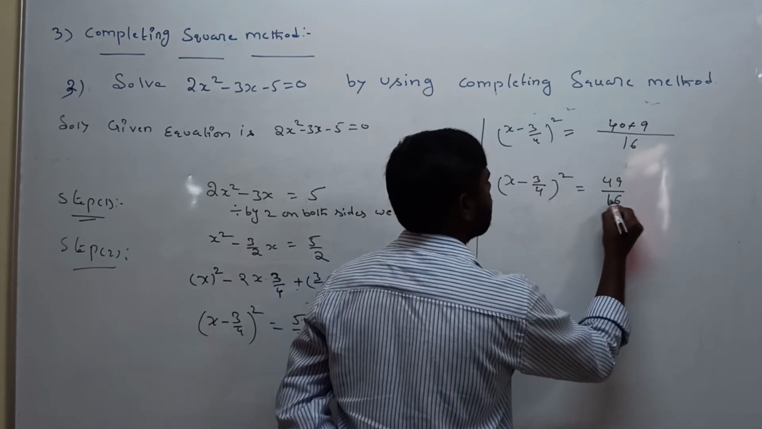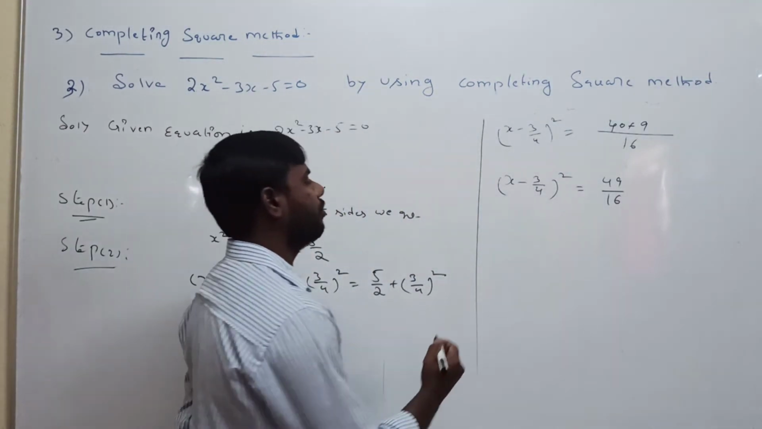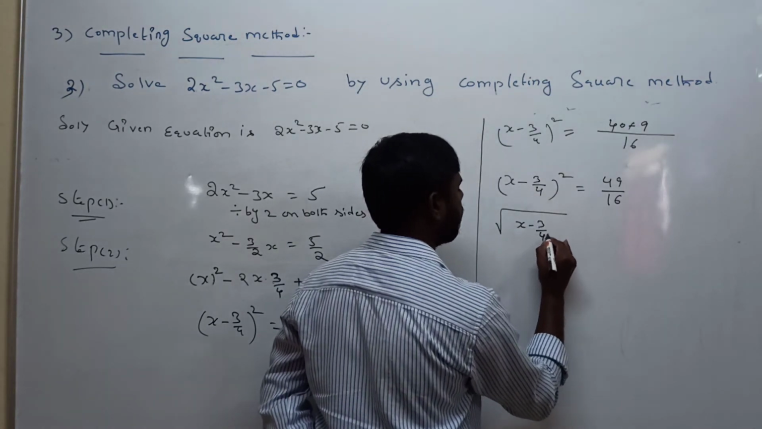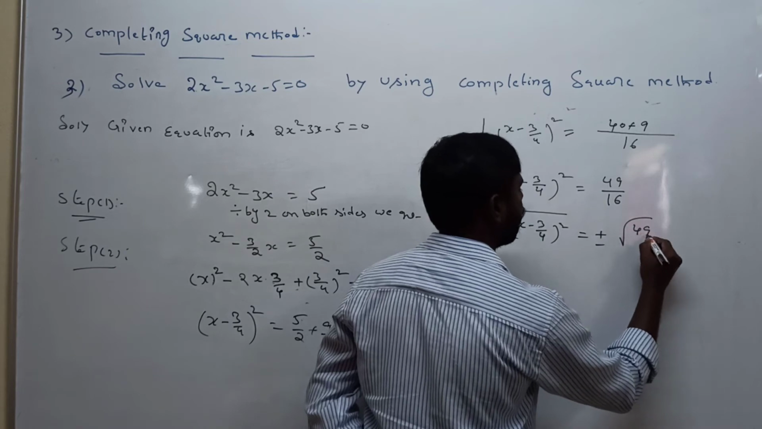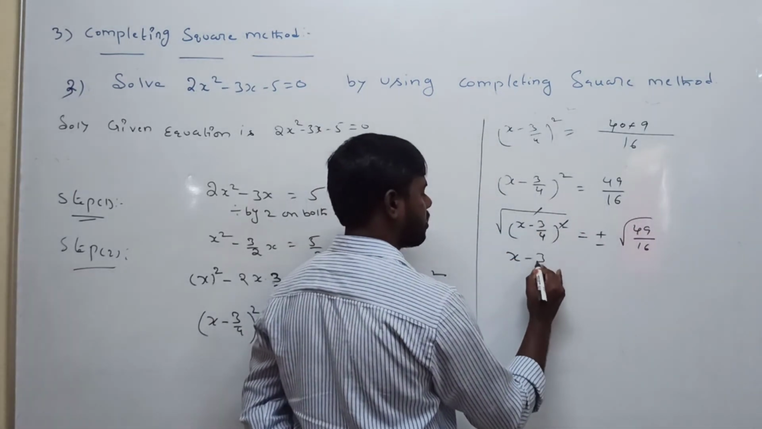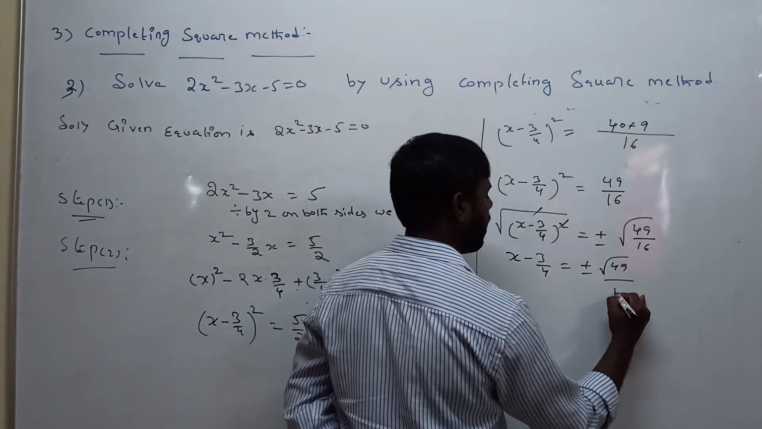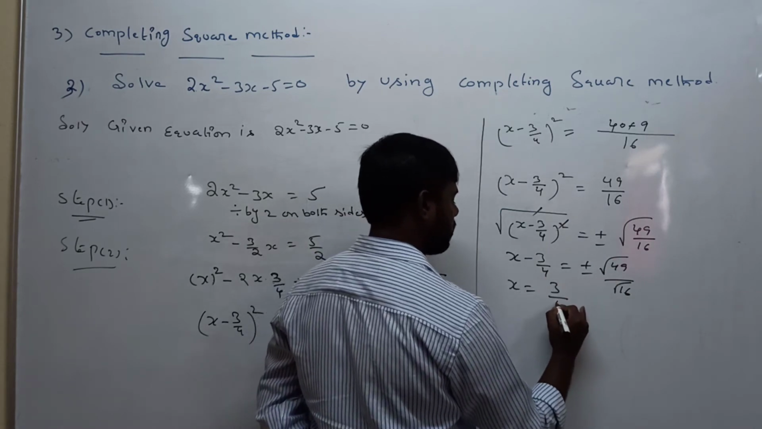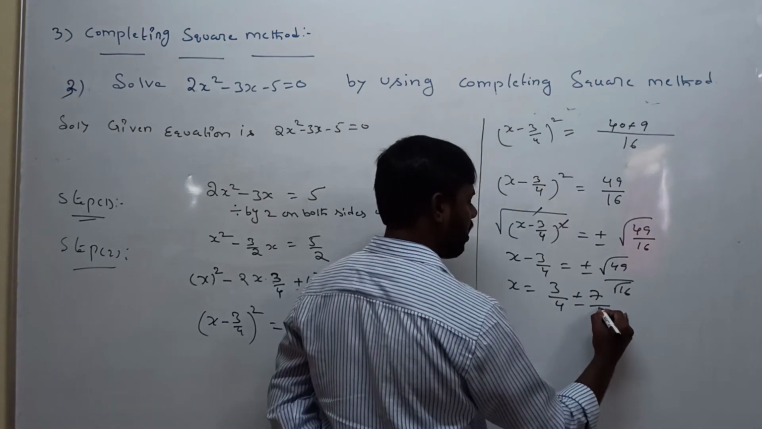Now divided by 16. For eliminating square, take a square root on both the sides. We are taking square root on both the sides, equal to plus or minus square root of 49 by 16. Square and root get cancelled. X minus 3 by 4 is equal to plus or minus root 49 by root 16. Minus 3 by 4 take right hand side, plus 3 by 4 plus or minus. Root 49 value is 7. Root 16 value is 4.